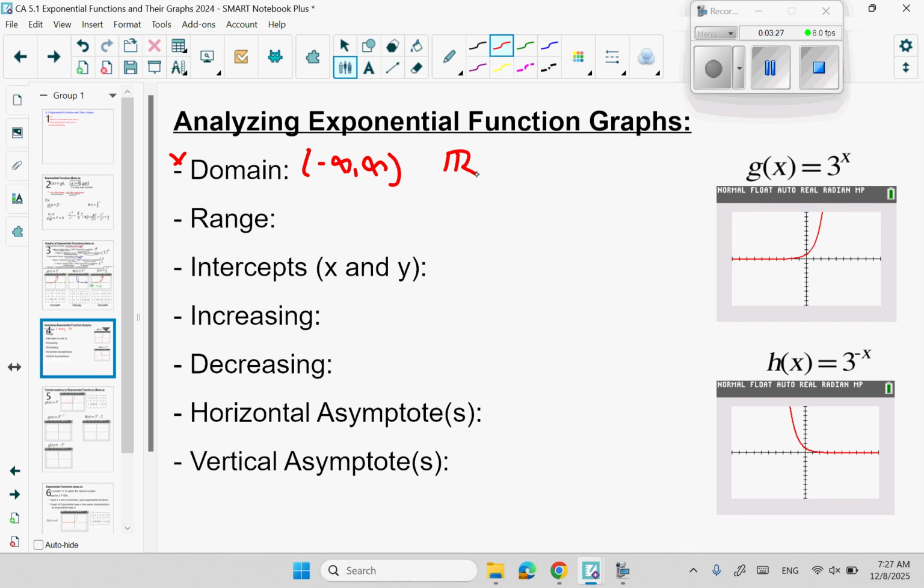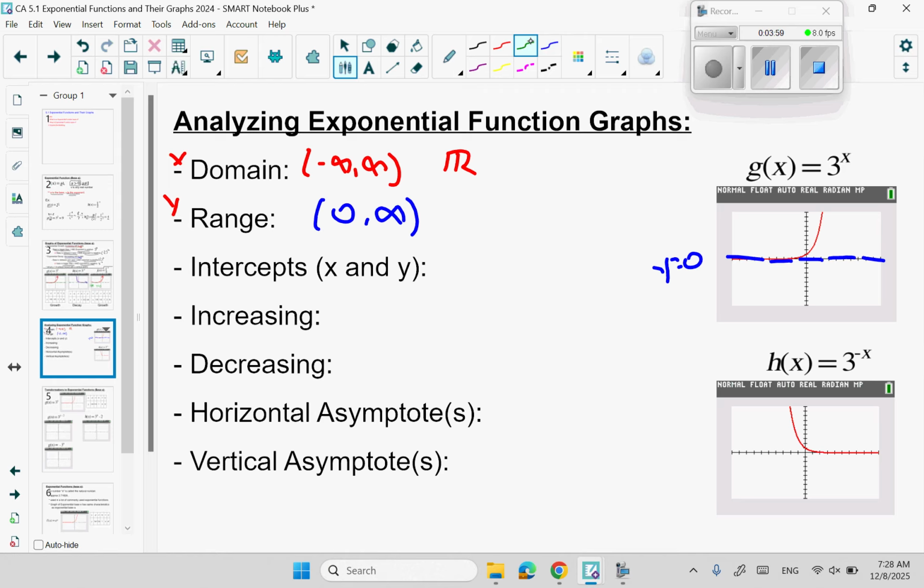As for my range, remember my range is my y values. And we just talked about how this graph has this asymptote at y equals 0. So I would go up forever. So I go all the way to positive infinity vertically. However, the furthest down I go is 0. So I would have a range of 0 to infinity.